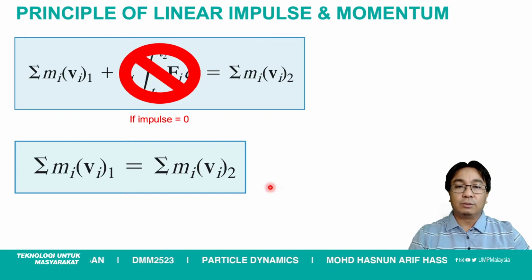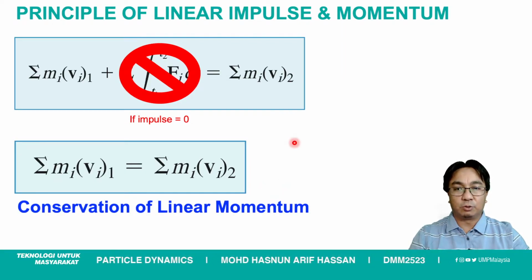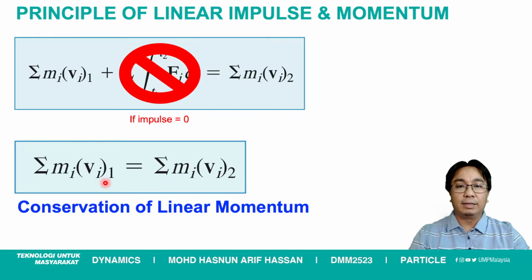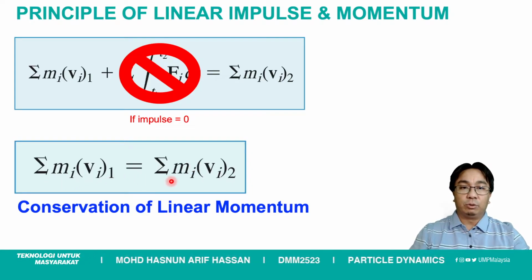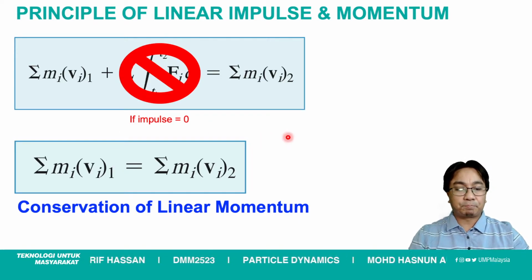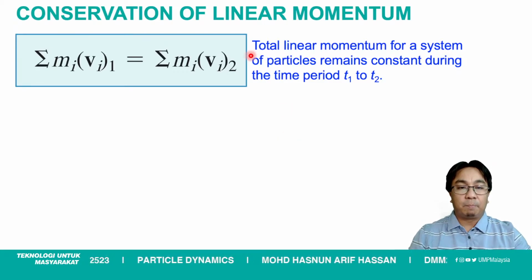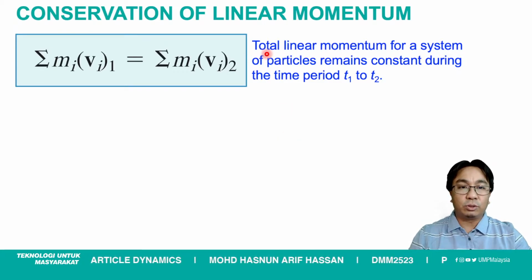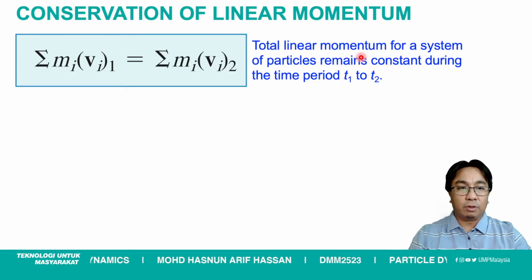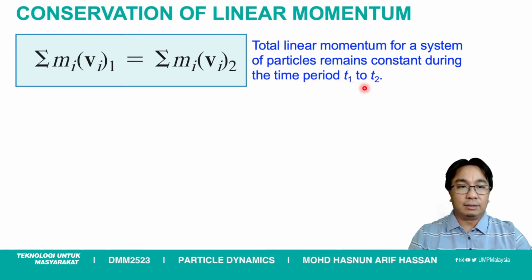So this is what is known as the conservation of linear momentum. So basically mv1 is equal to mv2 without the presence of the total impulse. The conservation of linear momentum in words is that the total linear momentum for a system of particles remains constant during the time period t1 until t2.